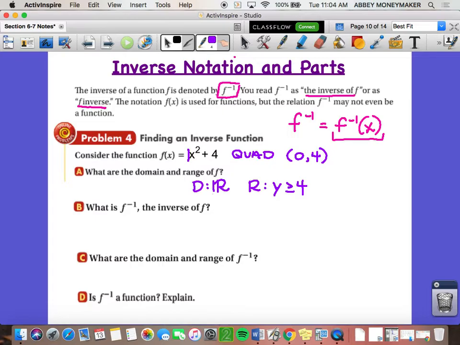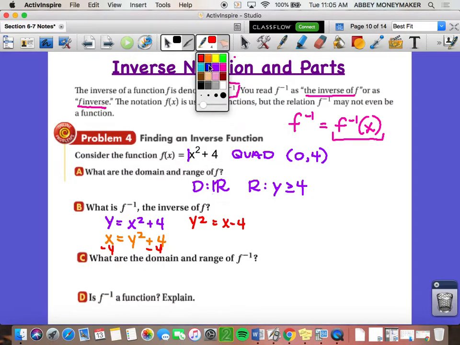On part B, it says, what is the inverse equation? So I'm going to change that f of x to a y and say y equals x squared plus 4. So as we just got done talking about, in order to find the inverse, you switch the x and the y and you solve for y. So I'm going to do that and solve for y. So I subtract the 4. So I have y squared is equal to x minus 4.